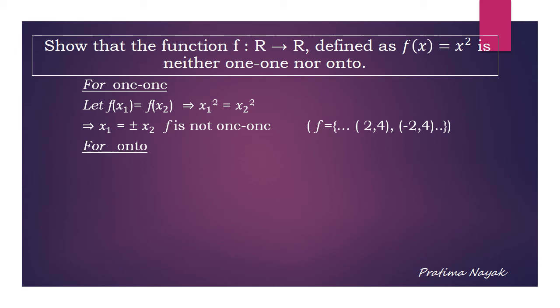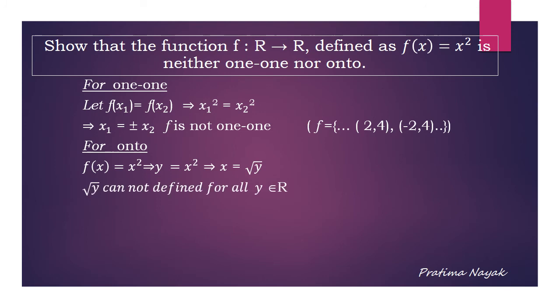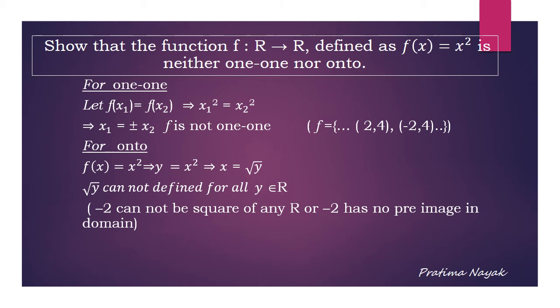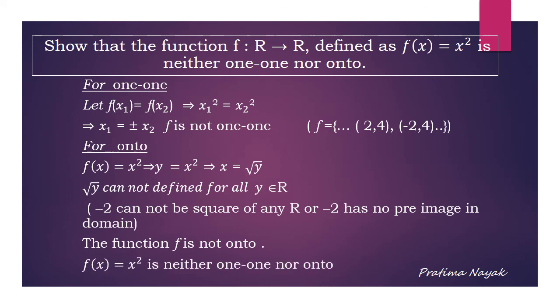Now for onto, f of x is equal to x square, this implies that y is equal to x square, or x square is equal to y, or x is equal to square root of y. So square root of y cannot be defined for all y belongs to real numbers. For example, minus 2 cannot be the square of any real number, or minus 2 has no pre-image in the domain. So the function is not onto. So f of x equal to x square is neither one-one nor onto. Now can you think if this function is defined from natural numbers to natural numbers? Is it one-one? Is it onto? Please think of it.